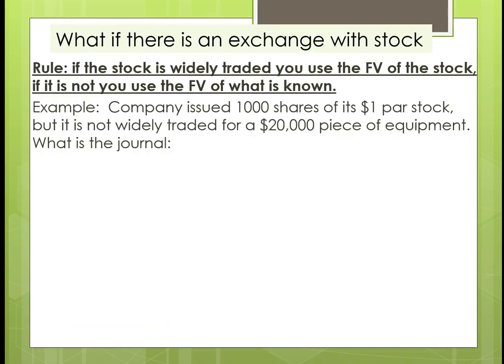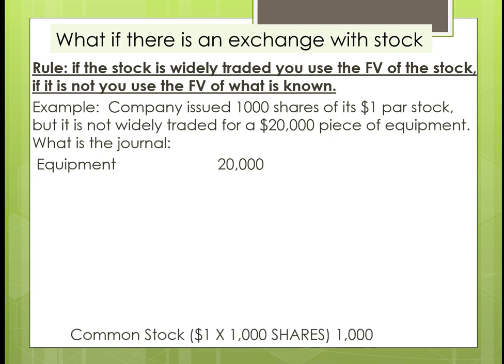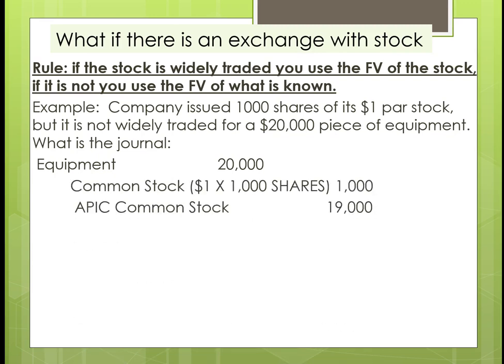Now our next example is what happens if we exchange with stock. Rule is, if the stock is widely traded, use the fair value of the stock. If it is not, use the fair value of what is known. So our example is Company A issued 1,000 shares of its $1 par stock, but it is not widely traded, for a $20,000 piece of equipment. We have to value the equipment at $20,000 since the stock is not widely traded, and then we would book the stock in this way.